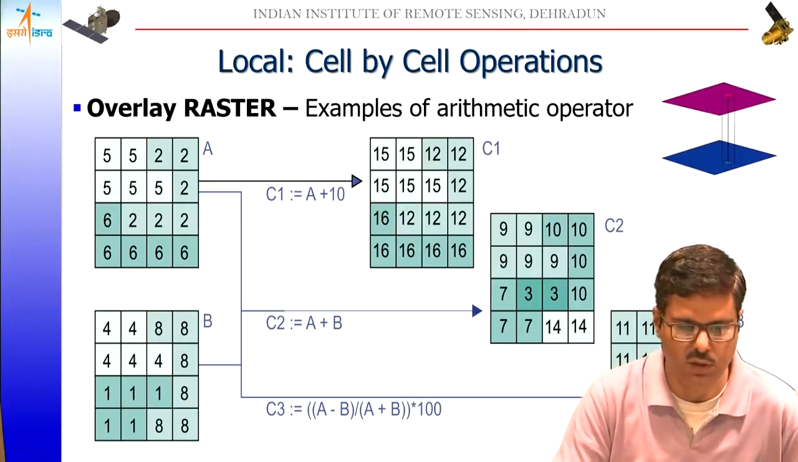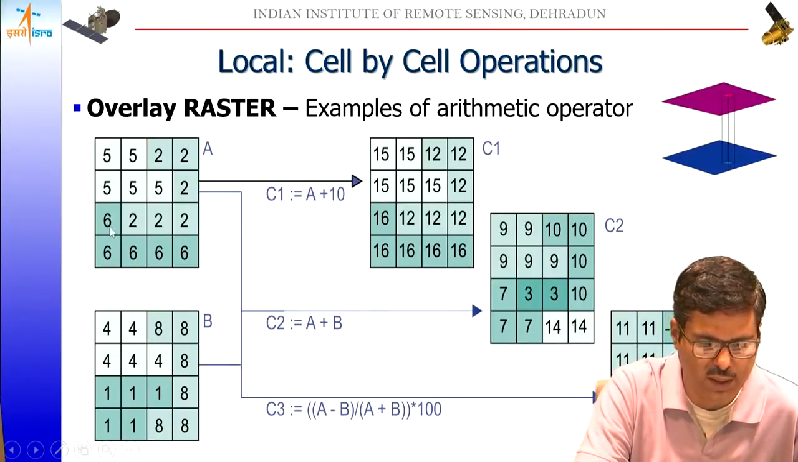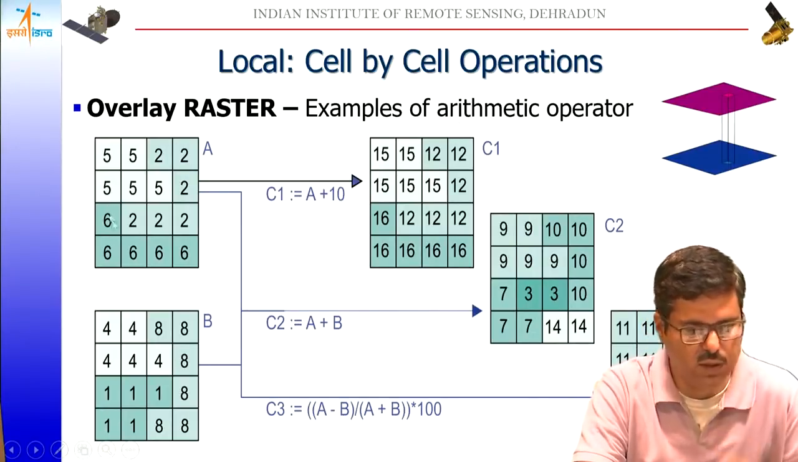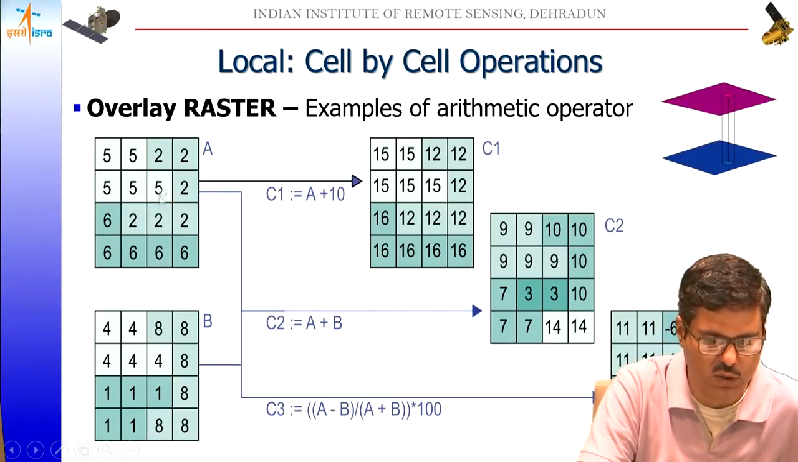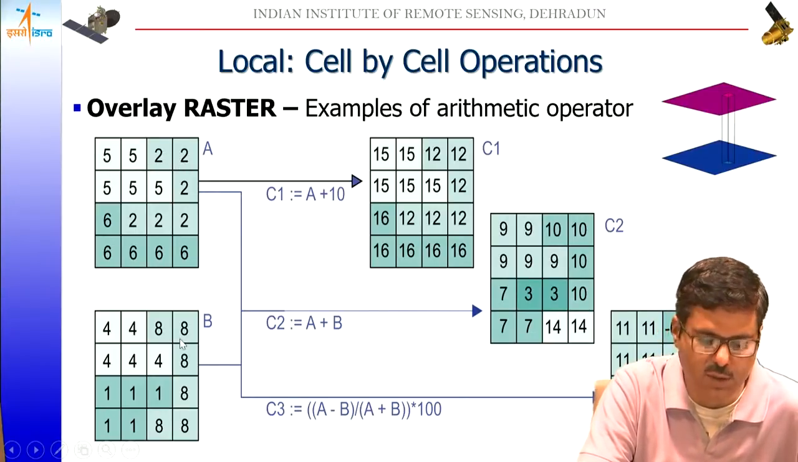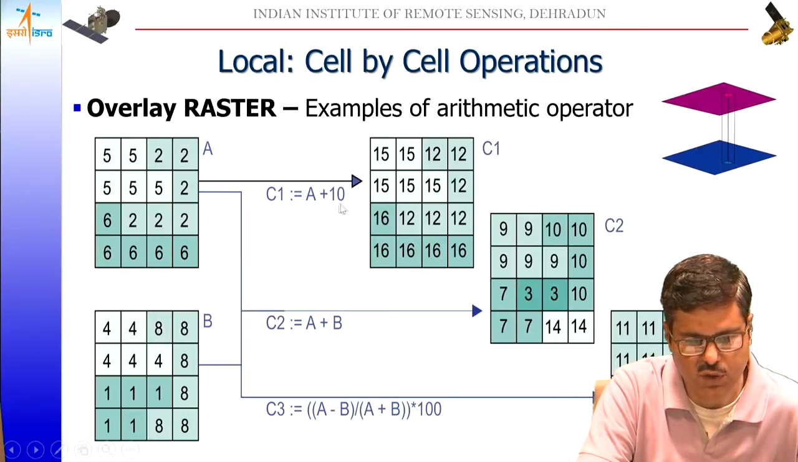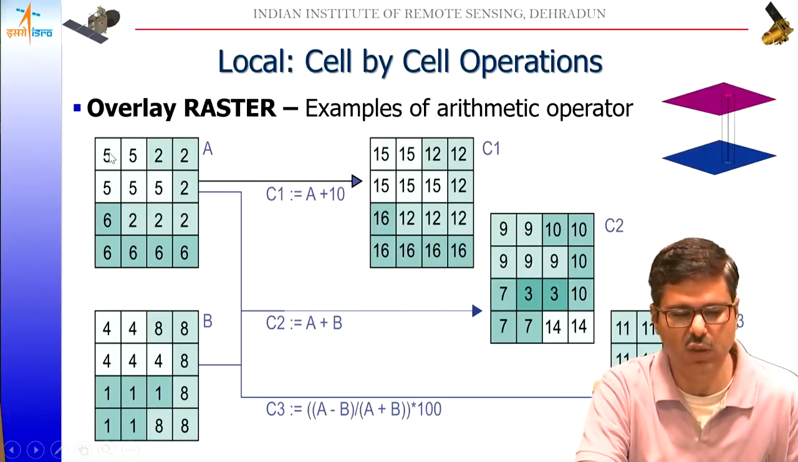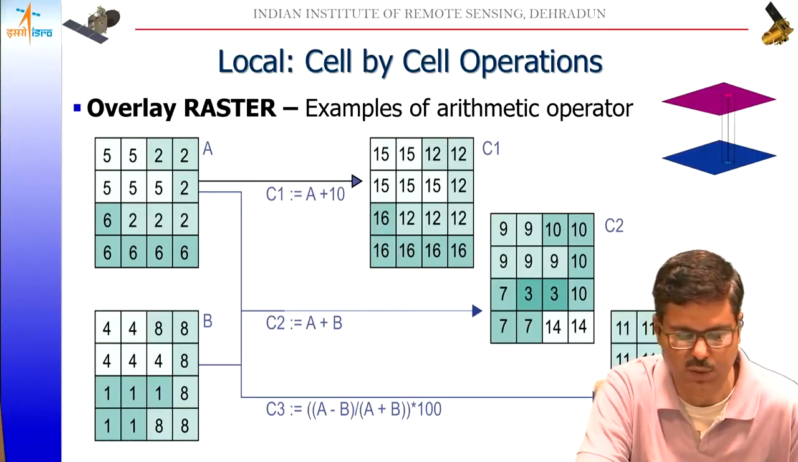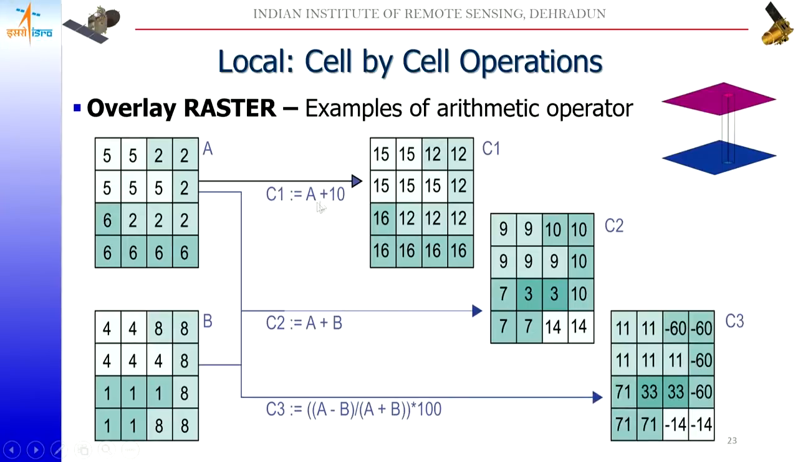Let's take one simple example where we have an input layer A and an input layer B. Given these values in A and B, suppose in the first case we want to add the value of 10 to the existing pixel values. As I said, a local operation can be done on a single layer or multiple layers. So now the output will be computed on each and every pixel. We can assume that a band or an image is a matrix or an array, and we are adding 10 to each and every element of the array. So 5 plus 10 is 15, similarly 5 plus 10 is 15, and so on.